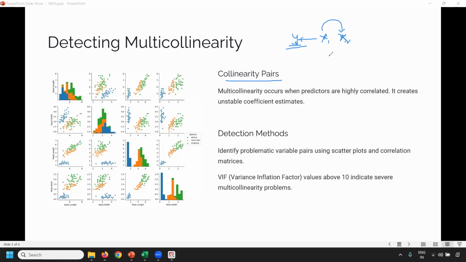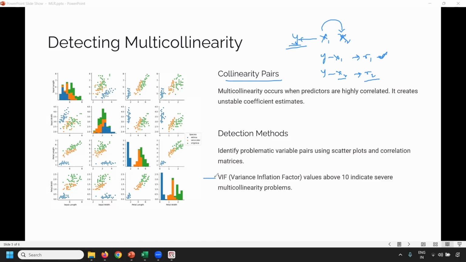So there are two ways to handle it. One is to look at the R1 value, R2 value. Among these two, whichever is stronger, you retain that, and whichever is less, you drop that. So if x2 has less correlation with y, you drop that. This is one way to handle it.